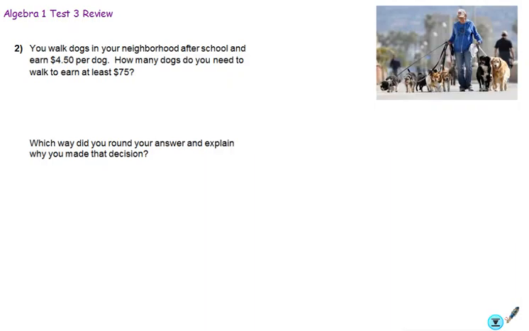Alright, so let's look at number 2. So it says you walk dogs in your neighborhood after school and you earn $4.50 per dog. So that's an important piece of information there, $4.50 per dog. And then the goal is to earn at least $75. So that word "at least" is going to be important. And then our goal there is to make at least $75, right?